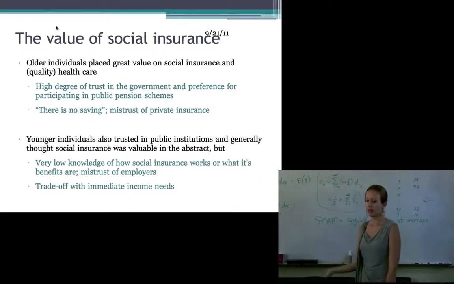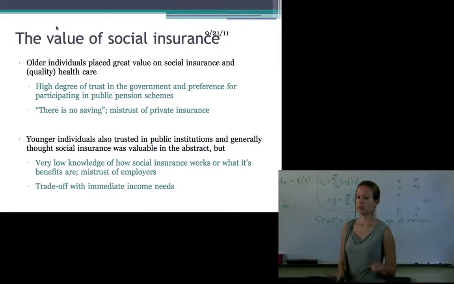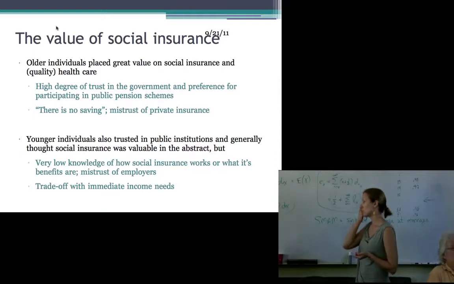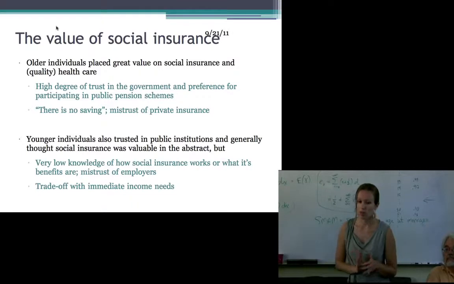So if we're going back to the original question of do people actually care about social insurance in these contexts, older people absolutely did. They placed a lot of value on social insurance, quality healthcare, this sort of old school social contract from the socialist days. There was an extremely high degree of trust in the government. Some of the literature from other countries has suggested that people don't contribute to pension schemes because they don't trust the government. It's absolutely not the case in Egypt.